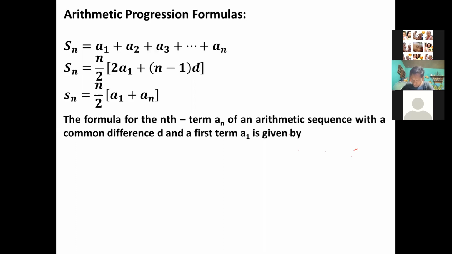Yan. The formula for the n term, A sub n, ng arithmetic sequence naman, halimbawa, pang 5, pang 6, pang 7 term ang hinahanap natin. Ito yung formula na gagamitin natin. And later on, you will understand this because I will show you illustrative examples of how to apply all of this. A sub n is equal to A sub 1 plus n minus 1 times d. Yan ang formula na ginagamit kapag naghahanap tayo ng n term. Kung pang 5, pang 6, pang 7, pang 8, kung pang-ilan man yan. Yung sa taas naman, sum of all the sequence written, kahit na pang-ilang term pa yan.